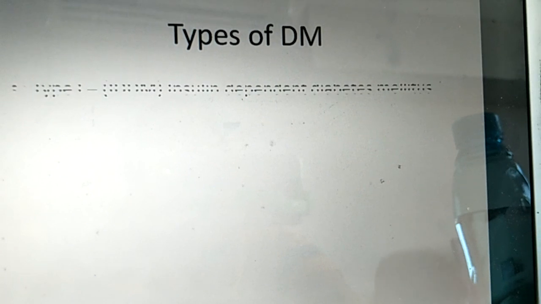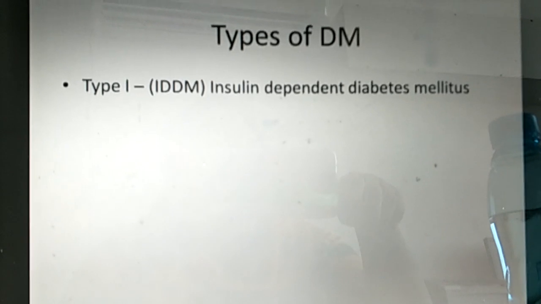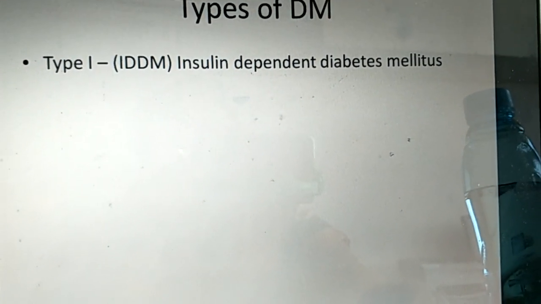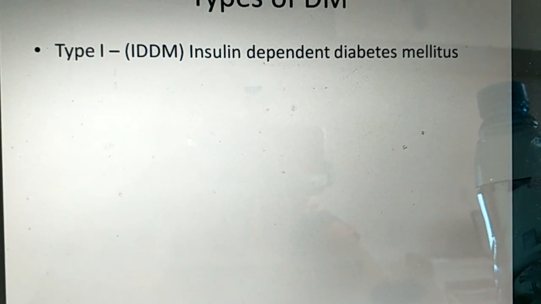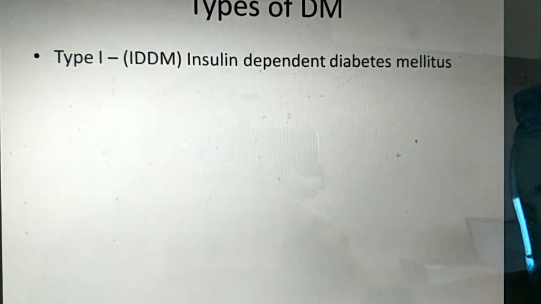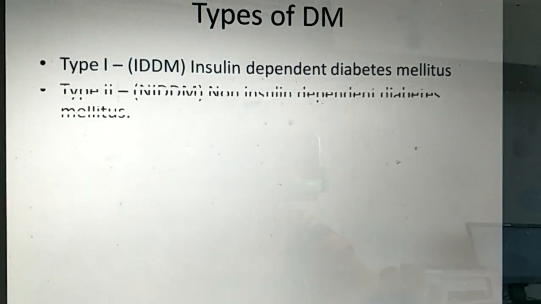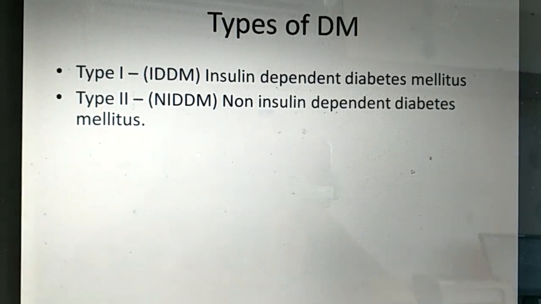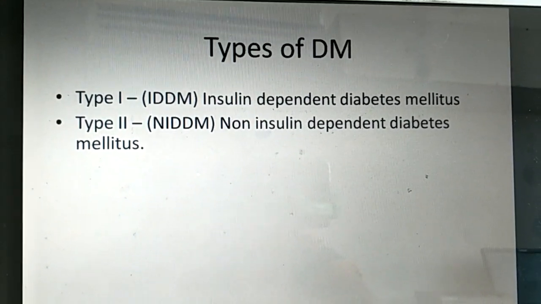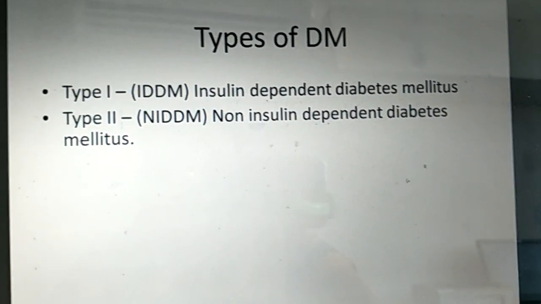Various types, as you might be familiar with. One is type 1, insulin dependent diabetes mellitus, that is, it can be treated only with insulin. The name is self explanatory, diabetes which can be treated only with insulin. Type 2, non insulin dependent diabetes mellitus, can be treated even without insulin. These are common, everybody is familiar.